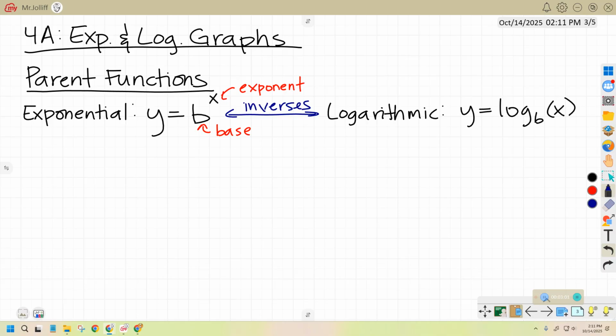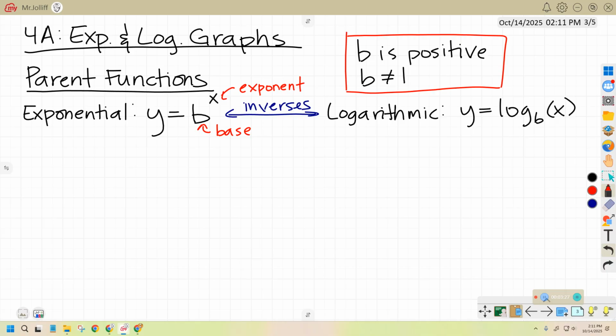Okay, so one tiny note before we get started. We are making an assumption for all of the functions today that b is positive, so b is bigger than 0, and that b is not equal to 1. So for all exponential functions and logarithmic functions we're looking at, we are making that assumption. B is positive, b is not equal to 1.